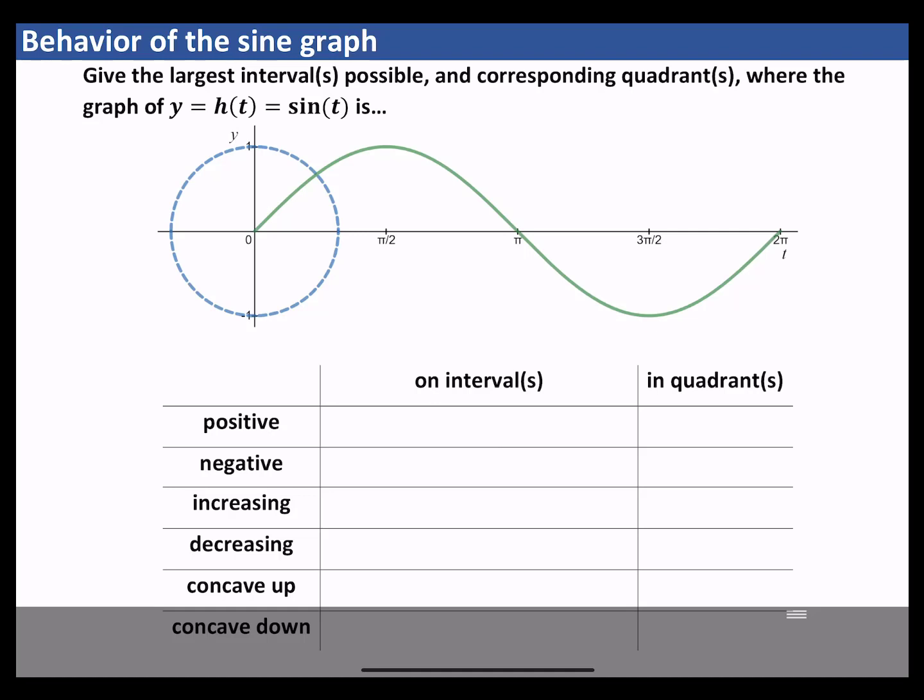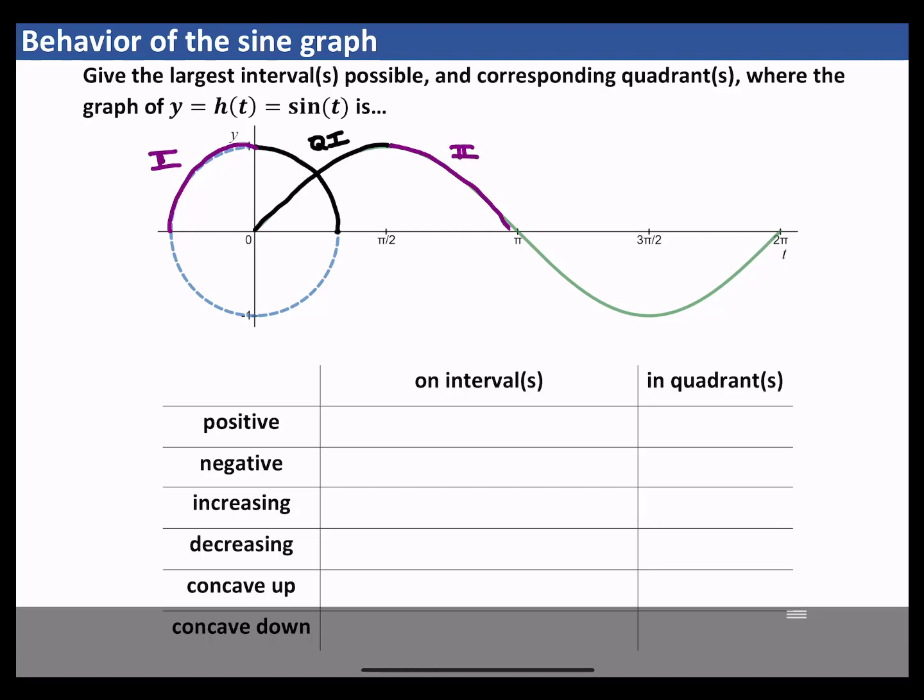So we know that if we start on the positive x-axis, that would be an angle of 0, and the first quadrant ends at pi over 2. So this black traced area is quadrant 1. And we know that quadrant 2 begins at pi over 2 and ends at pi. So this purple traced area represents quadrant 2.